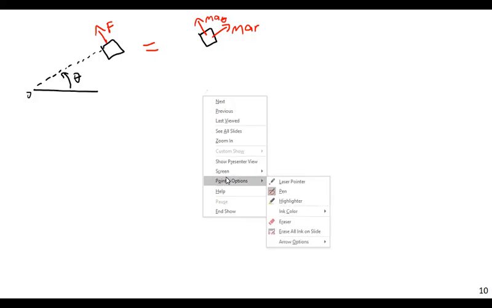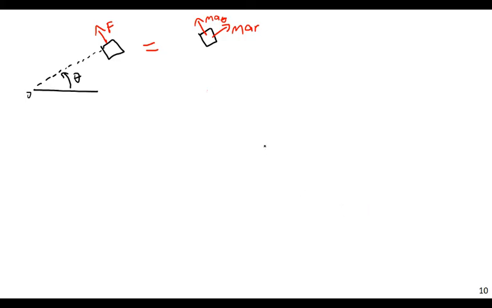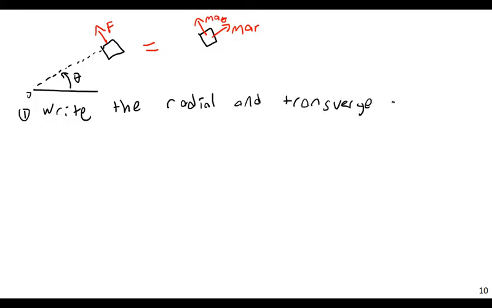Okay, so I want to first write the radial and transverse equations for the motion of the block. So the first step, actually the first step would be the diagrams, but after that, write the radial and transverse equations for the motion of the block.